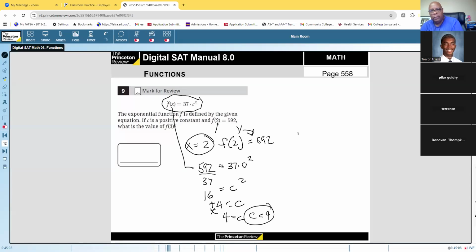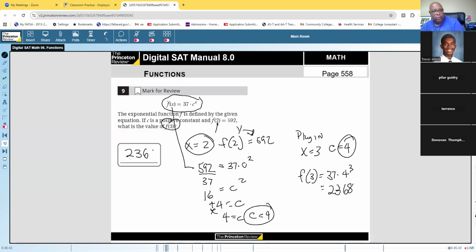You plug in x equals 3, so that's what we're looking for, f of 3, and c equals 4, right? And you get that f of 3, which is a number, is 37 times 4, c is 4, 4 to the third power, which f of 3 becomes 2368, and that's it.